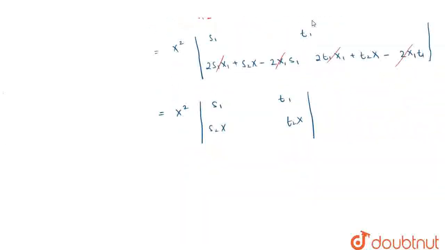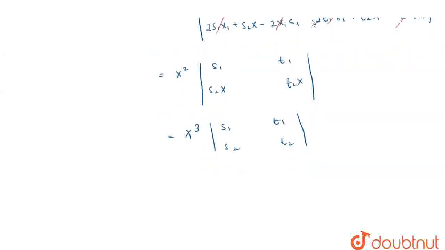So now taking x common from row 2, we get x cube, s1, t1, s2, t2. And also we are given that this is equal to x to the power n. So comparing this, we got n equals 3. This is our final answer.